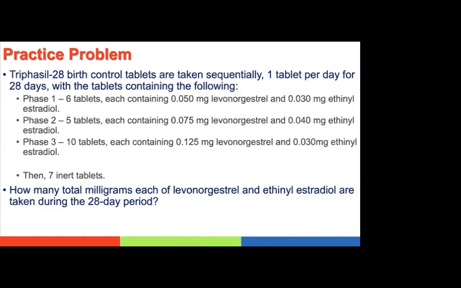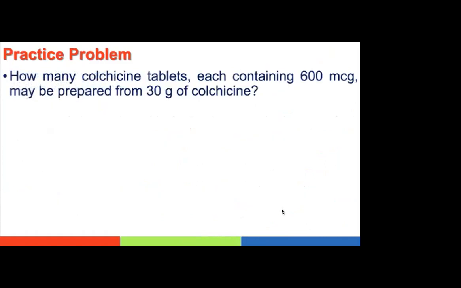Madali lang tong problem na to. No? Dito tayo sa next. Yan. This employs either ratio and proportion method or dimensional analysis. How many colchicine tablets, each containing 600 mcg, may be prepared from 30 grams of colchicine?